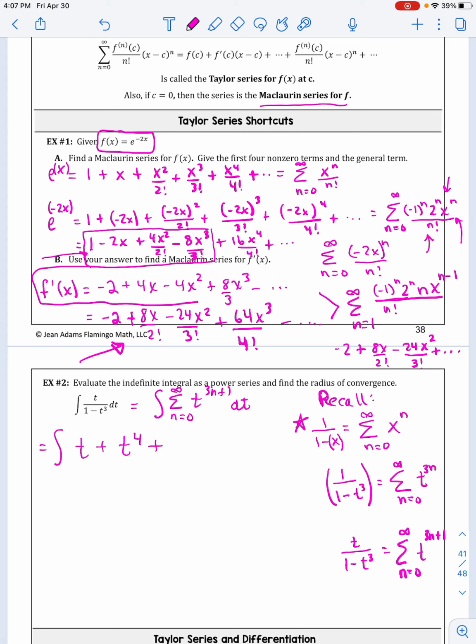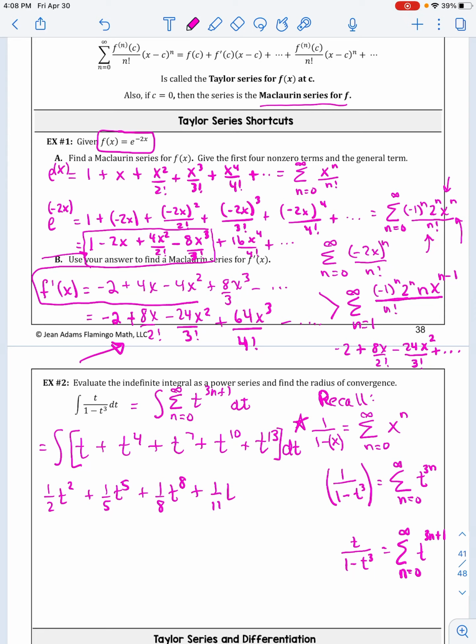So I'm integrating a summation. I'm going to start with 0 and put all my values in. For 0, that first thing is a t. Plus, for 1, I'm going to get t to the 4th. Plus, for 2, I'm going to get t to the 7th. Plus, for 3, I'm going to get t to the 10th. Plus, for 4, I'm going to get t to the 13th. So there are your first 5 terms, and we're going to integrate each one term by term.